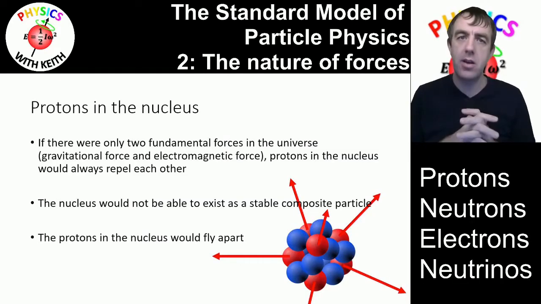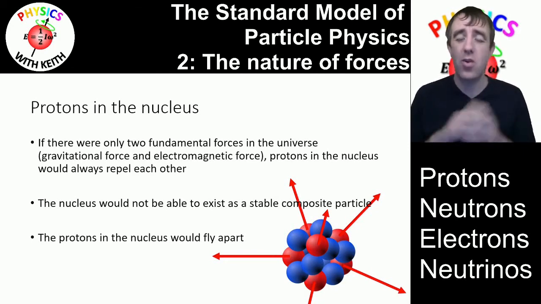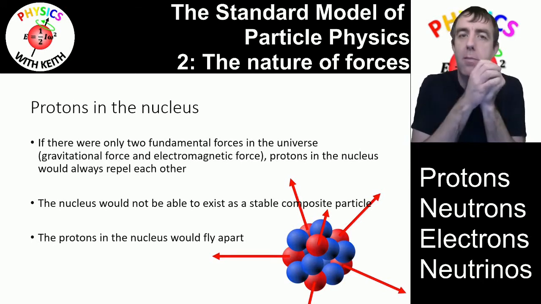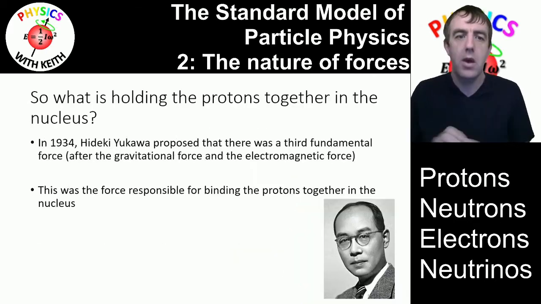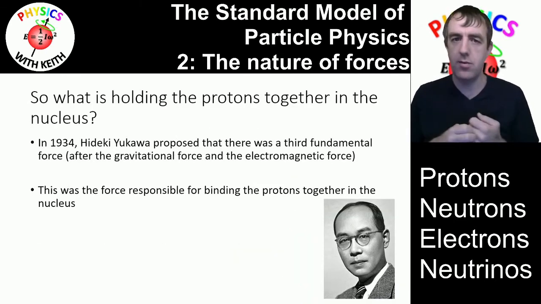Protons repel each other, and they repel each other with a significant force. So why is it that the particle, the nucleus, does not get blasted apart into separate protons and neutrons? Well, physicists had a theory that there was a third fundamental force.